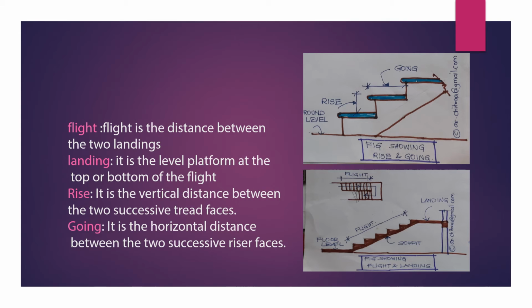Rise is the vertical distance between two successive tread faces. Going is the horizontal distance between two successive risers. Rise is related to the riser and going is related to the tread.